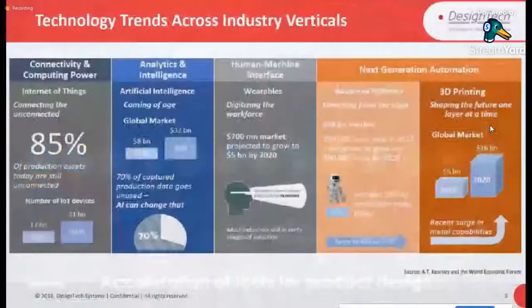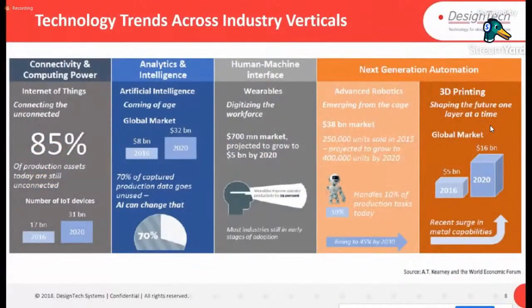The ones which have already been adopted by the various industry verticals are for connectivity and computing power, which is using the Internet of Things. A lot of organizations today are talking about digitalization and IoT. Few of them who have already adopted are moving towards artificial intelligence.